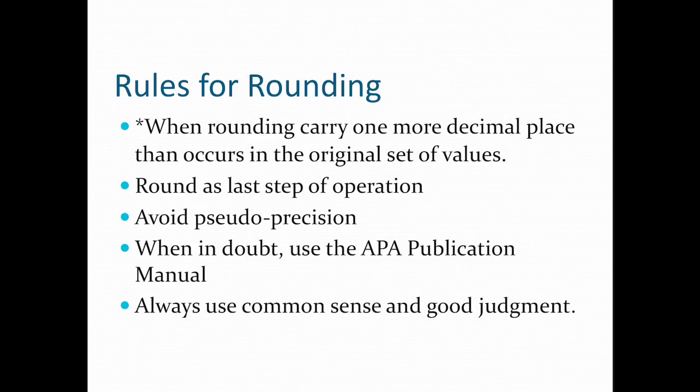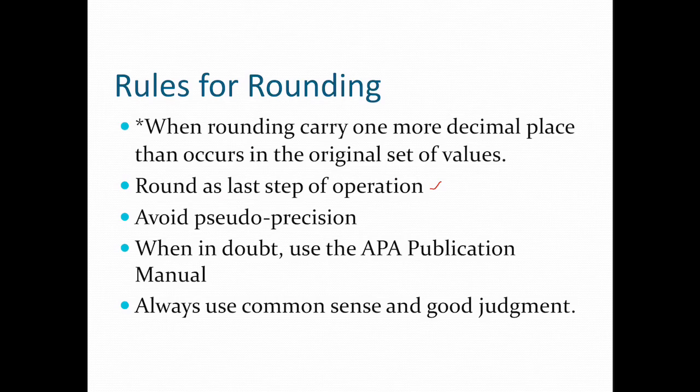Once again, you always want to round as the last step of the operation. We want to avoid pseudo precision, and then when in doubt, if you want to look at the APA publication manual, you can. Once again, you might be going down a wormhole and stuck on the internet for hours like I get sometimes when you're looking up exactly, because many people differ on how to actually report statistics. Some want more numbers, some say it should be less, and some people just don't agree, and so there's not a clear-cut rule. But one thing I want to do is just make everything consistent for the rest of the course. So these are the rules going forward. And then I always use common sense and good judgment.